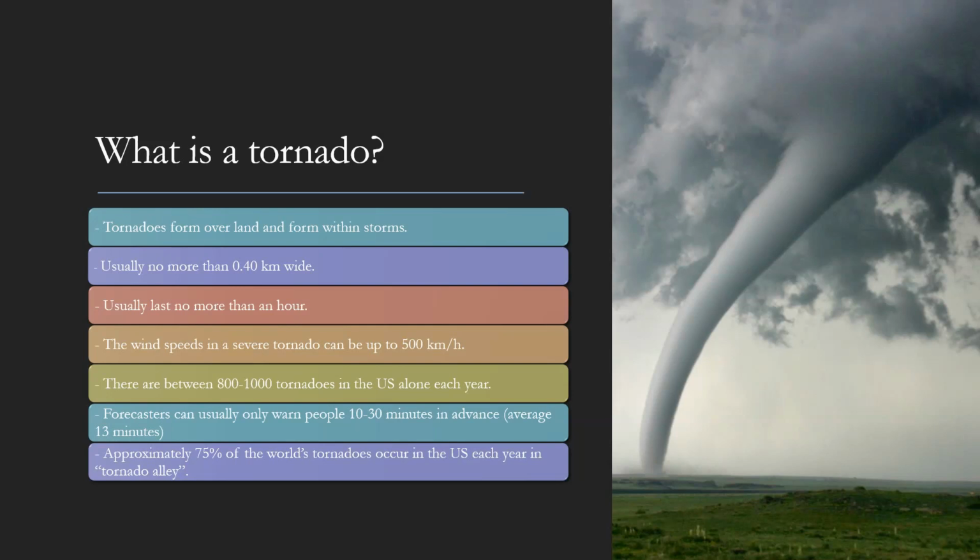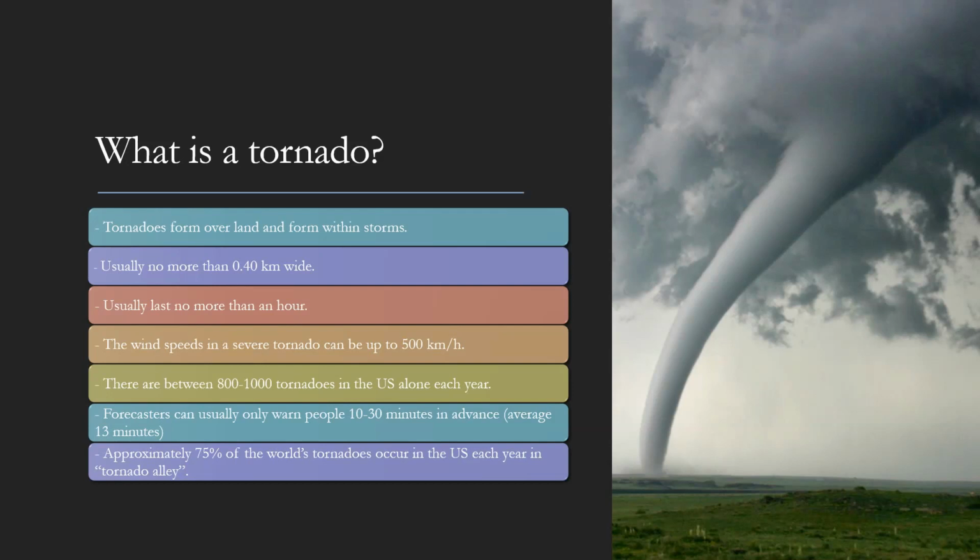There are between 800 to 1,000 tornadoes just in the U.S., although about 75% of the world's tornadoes do occur in the U.S. So there are obviously a lot of reasons in there, but the majority of all of the tornadoes in the world are happening in the U.S., and the majority of the tornadoes that happen in the U.S. happen in a place called Tornado Alley.